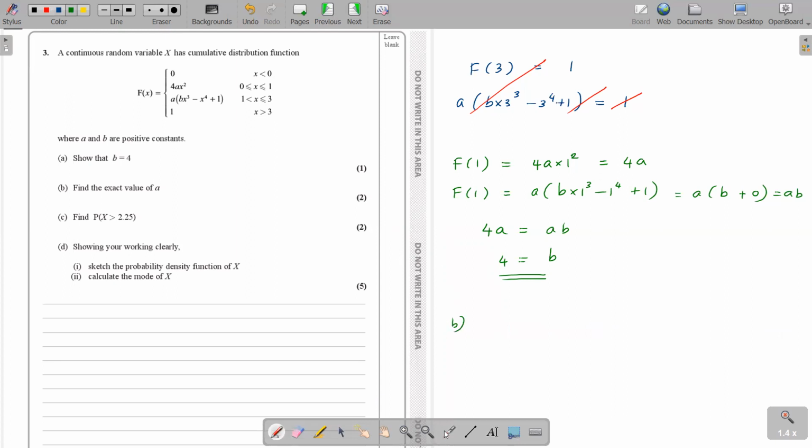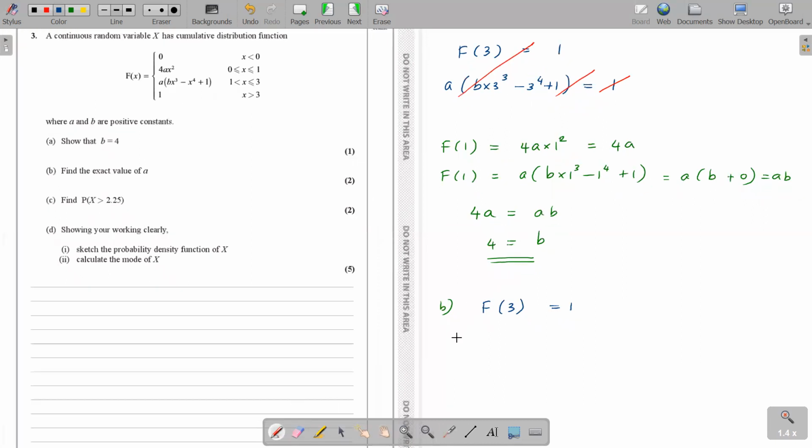Find the exact value of A. Okay, how do we get the exact value of A? So now we found the B value, right? We can now go with the earlier thought process, the one that I cut. Here, capital F of 3 is equal to 1.